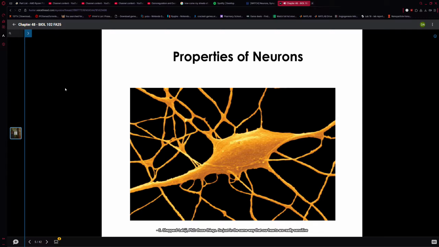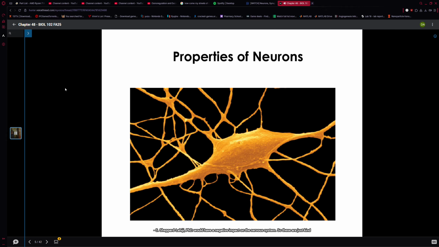Just in the same way that our hearts are really sensitive to being deprived of oxygen for a few minutes, the same would be applicable to neurons, because they are constantly doing work in order to go through the process of communication. So anything that might perturb that would have a negative impact on the nervous system.